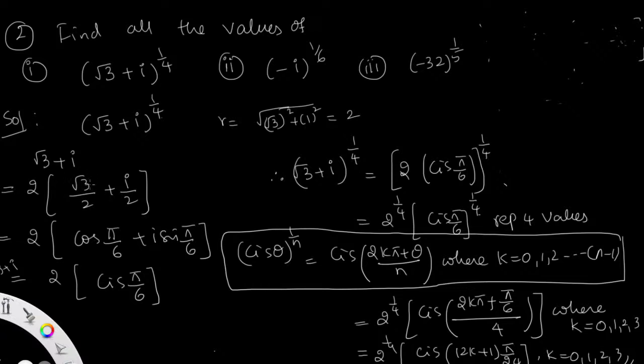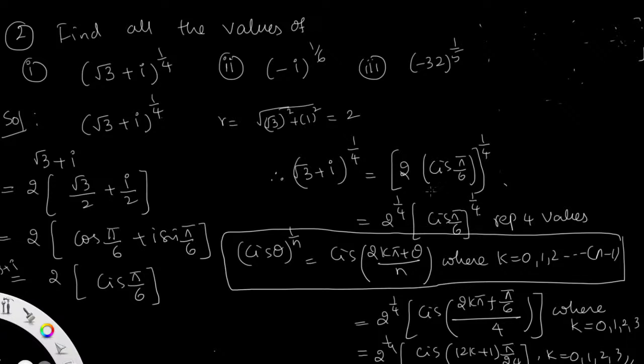the complex number √3/2 + i/2. So √3/2 is nothing but cos π/6 plus i sin π/6, which is nothing but 2 cis π/6. So that is (√3 + i) to the power of 1/4, which means 2 into (cis π/6) to the power of 1/4.